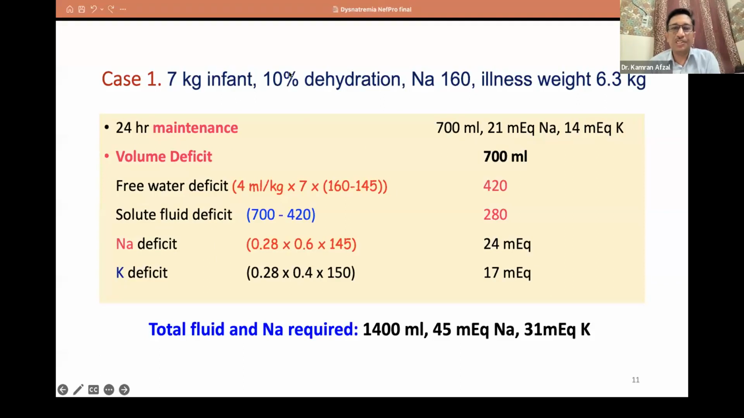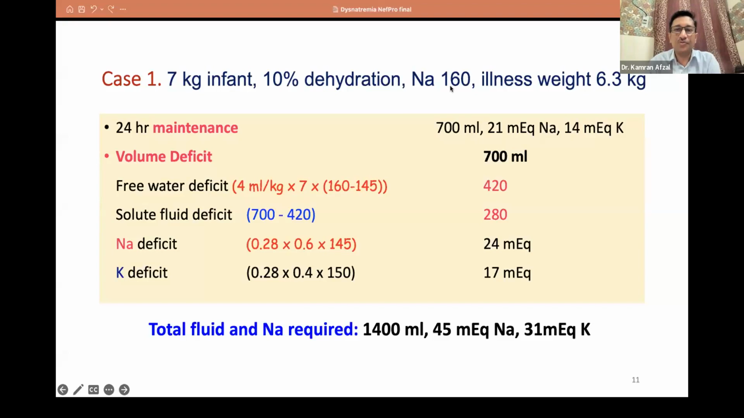The volume deficit, since he is 10% dehydrated, would be 100 ml per kg. That is again 700 ml. But had this been isonatremic dehydration, all this volume would be a solute-containing volume that would have been lost. But since this is a hypernatremic dehydration, there is some amount of free water loss along with some amount of solute fluid deficit. So we need to calculate how much free water loss has happened and how much of it is to be replaced to get the decline.